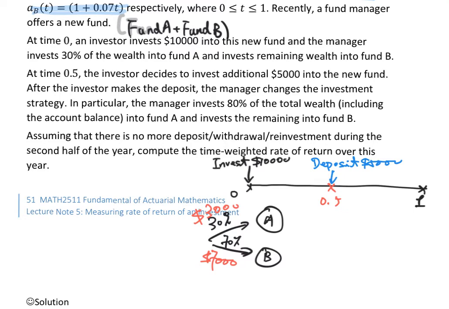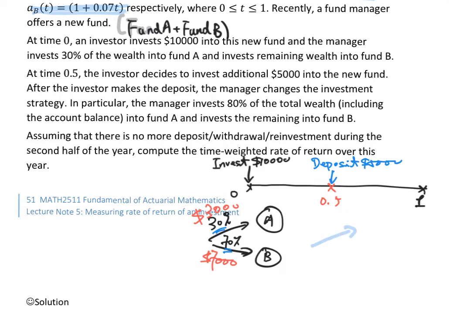In particular here, they will try to adjust the amount of money staying in each of fund A and B. Remember, initially he allocated 30% of the money in A and 70% in B. And then at time 0.5, they change the strategy. They will reallocate all the amounts, including the deposit and the money that already stays in the fund, as follows.